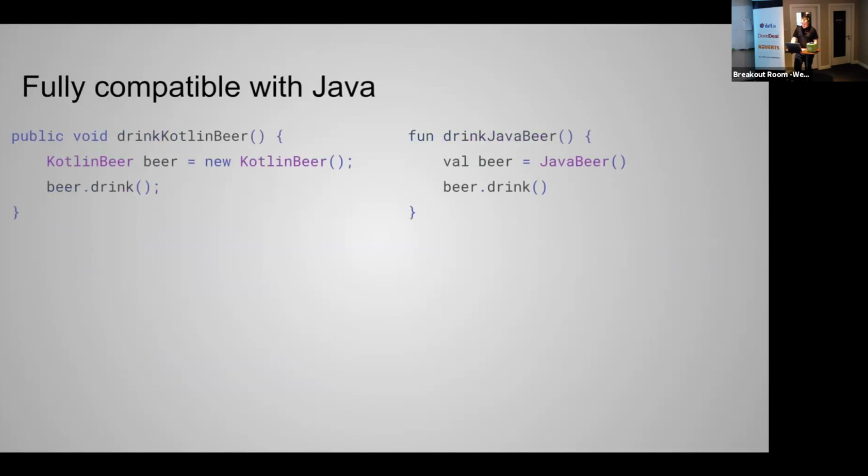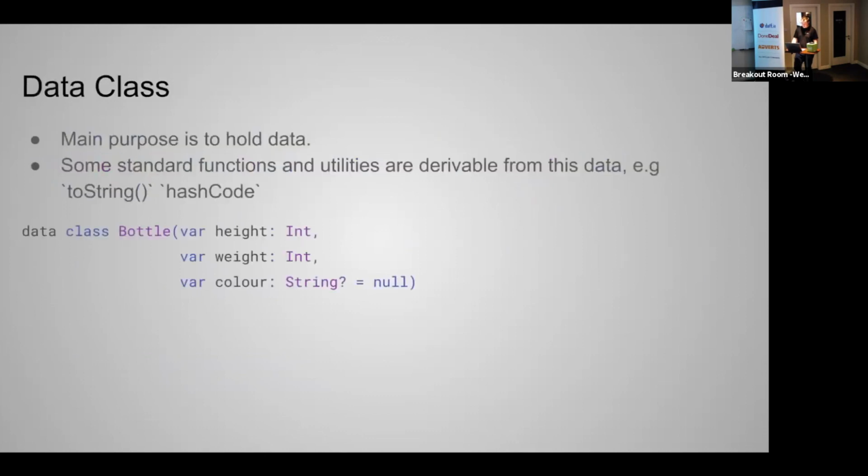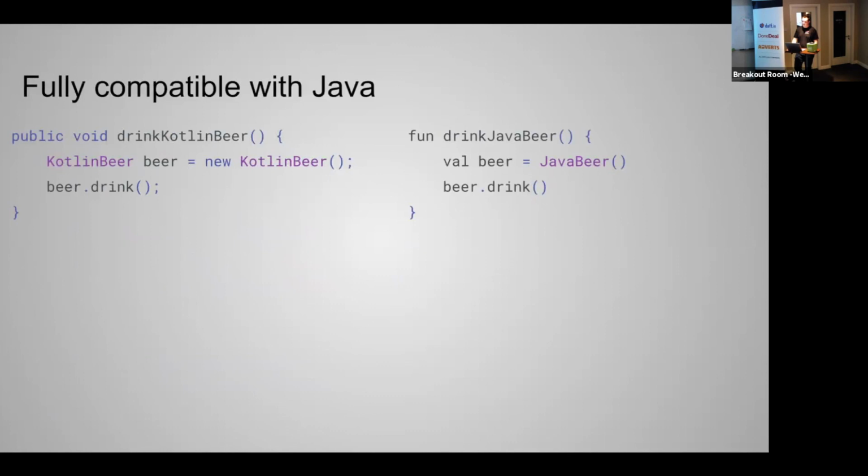As I said before, it's fully compatible with Java. So in our Java class, we're calling instances of the Kotlin beer object. And then in Kotlin, we're calling instances of our Java beer object. Again, you can see I was struggling for naming conventions here.